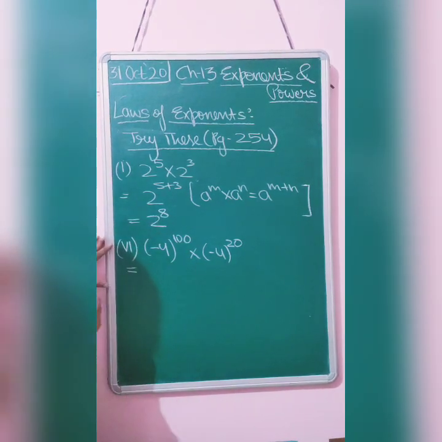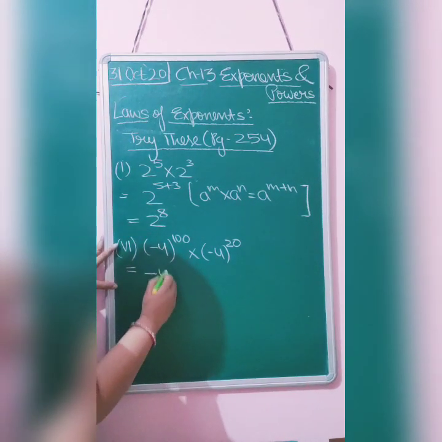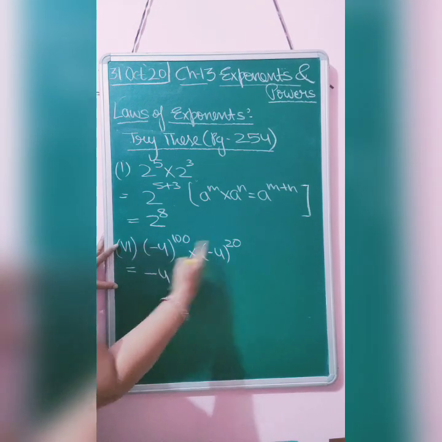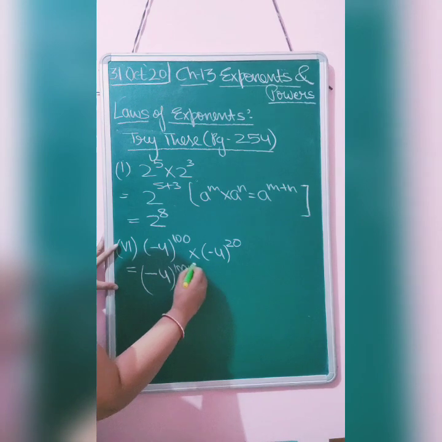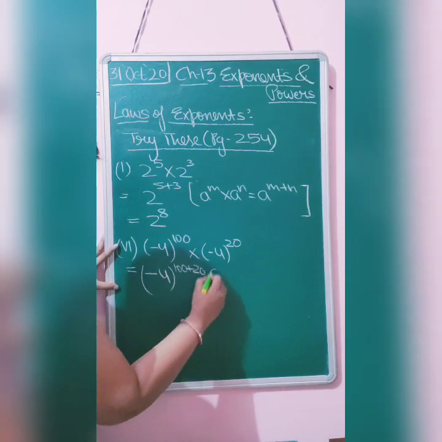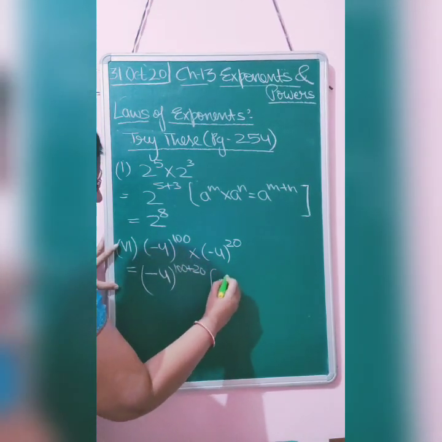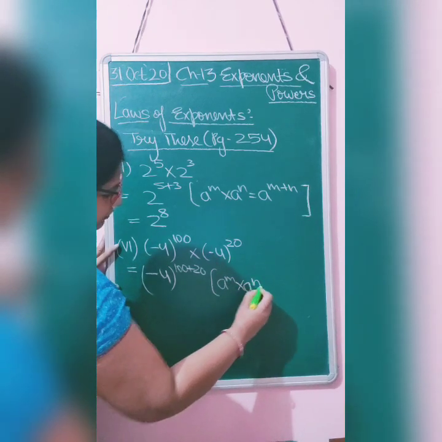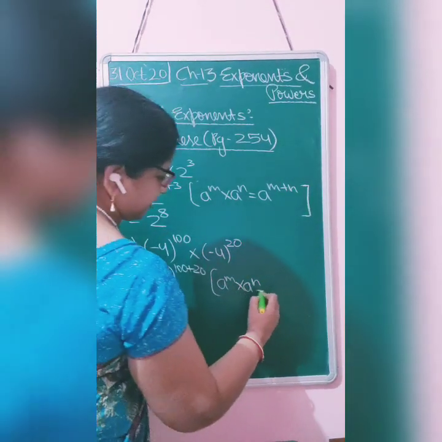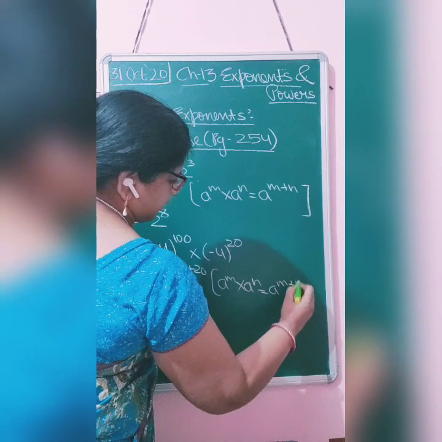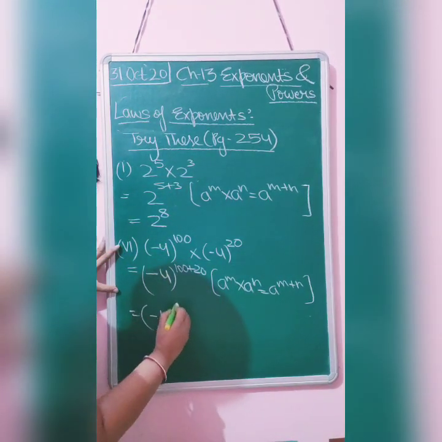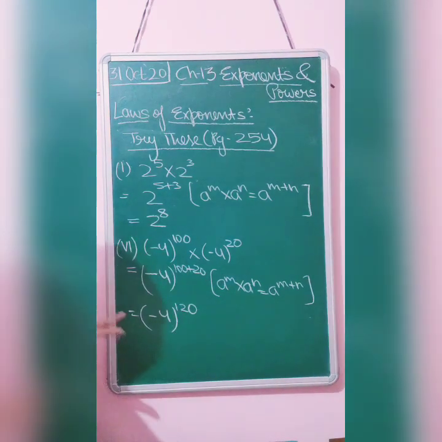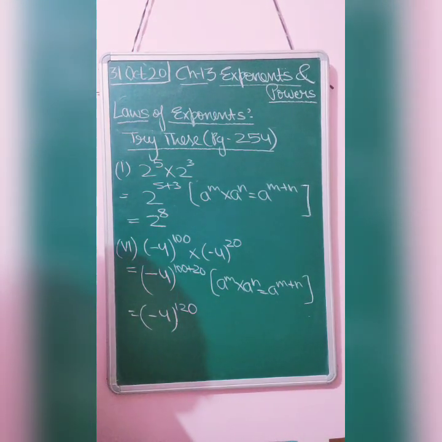Now moving to the fourth part. Again minus 4, both the bases are the same and the powers are different and we are multiplying, so we will add these powers. In every part, students, you have to write the law which we are using. We are again using a ki power m into a ki power n is equal to a ki power m plus n. So here the answer is minus 4 ki power 120.